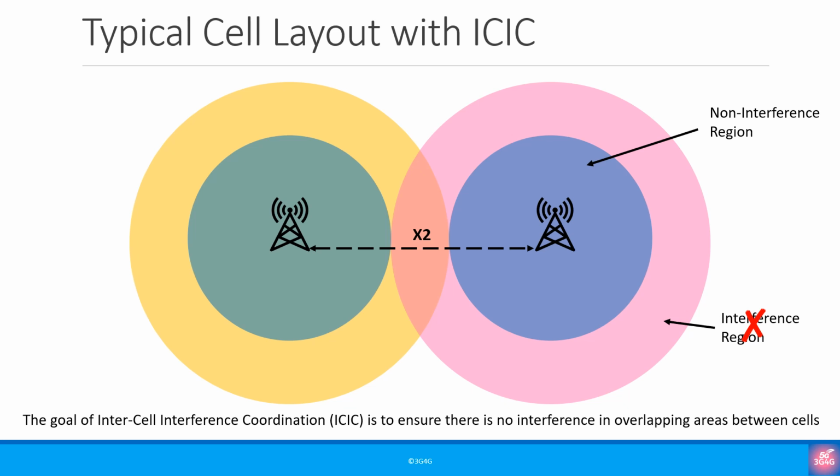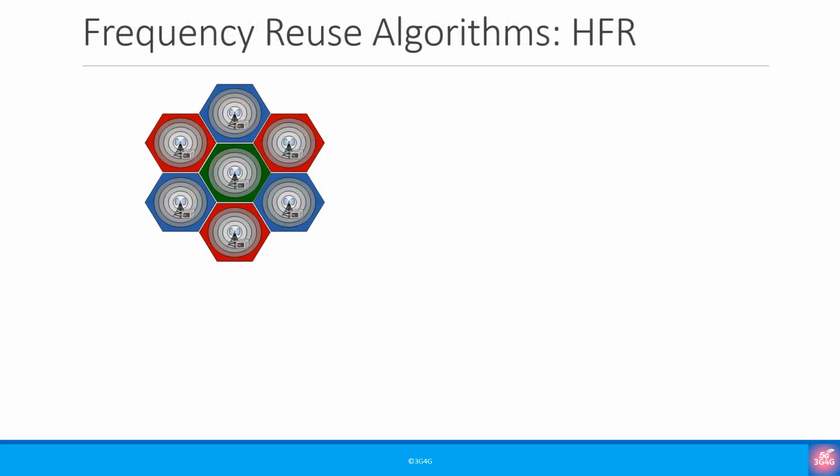As you can see now, after the base stations have coordinated over the X2, the interference has been reduced or removed. So the goal of intercell interference coordination, or ICIC, is to ensure there is no interference in overlapping areas between the cells. Each vendor implements their own proprietary algorithm to reduce this interference. Some basic algorithms have been defined and discussed in various literature, so we will discuss some of them here.